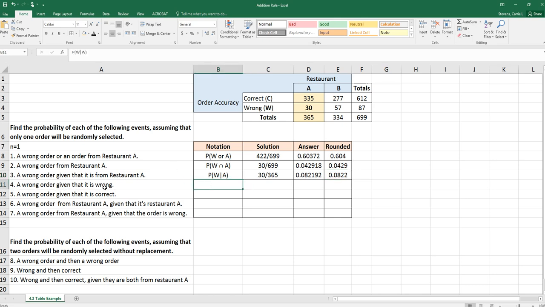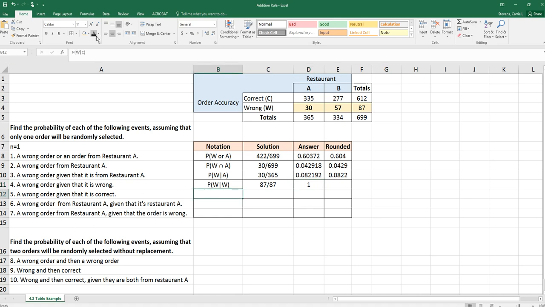A wrong order given that it is wrong. This one's a silly one, just for the purpose of thinking through it. Wrong given wrong? Well, we would only be interested in all the wrong orders. We can only look at the wrong orders, and within the wrong orders, how many of those are wrong? All of them, right? So it'll be 87 out of 87, which turns out to be 1.